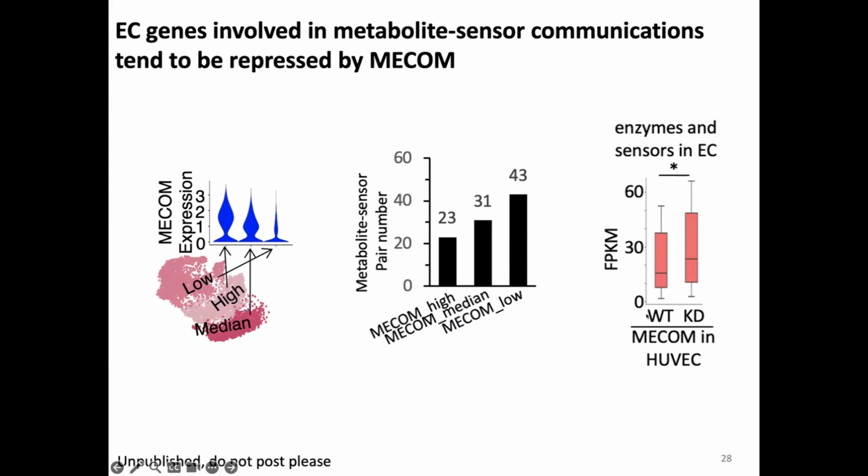So what's more interesting is when we knock down MECON in under-senior cells, we found that the genes involved in the communication between under-senior cells and other cells were significantly upregulated, suggesting that MECON actually represses the genes involved in the communication between under-senior cells and other cells.